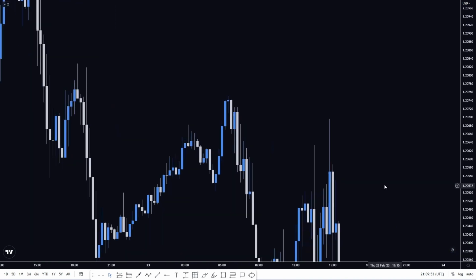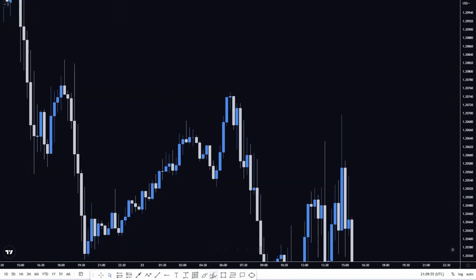And then in here, what you can see is that we have a really nice evening star. So we have that nice up candle to start with. We then get that smaller kind of hanging man candle in here. You could see that's also a kind of doji candle, and then of course we get this nice bearish down candle, a nice bearish engulfing, which confirms the evening star.